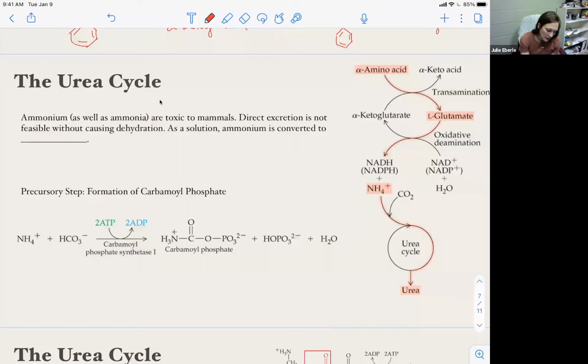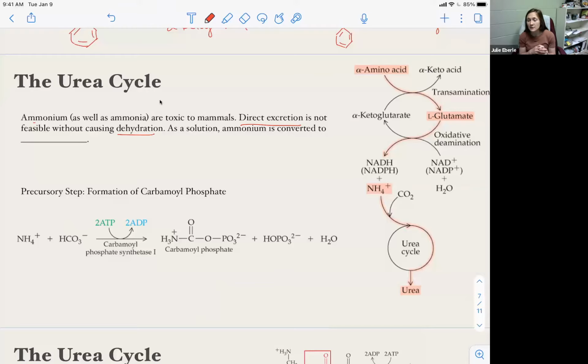So we've mentioned this, ammonium as well as ammonia are toxic to mammals, and we cannot excrete them like fish do. Fish are lucky. They can just directly diffuse ammonium ions and ammonia out through their gills. We don't have that luxury, not just because we don't have gills, but because if we were to directly excrete ammonia, we would dehydrate ourselves. It would take so much water to dilute ammonia, with so much of it coming through the urea cycle.